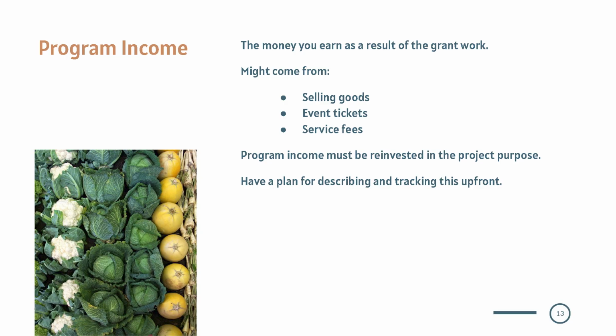The other confusing thing you will see in most grant opportunities is program income. Program income is the revenue generated as a result of the grant. For example, if you sell tickets to a conference that was funded in part by a grant, the revenue from those tickets is considered program income. Program income is estimated at the time of application and tracked during the grant period. The USDA wants to see that your program income is reinvested in the project purpose.